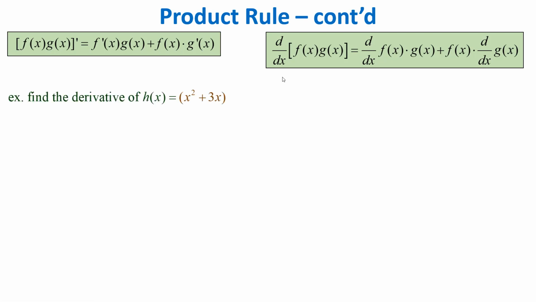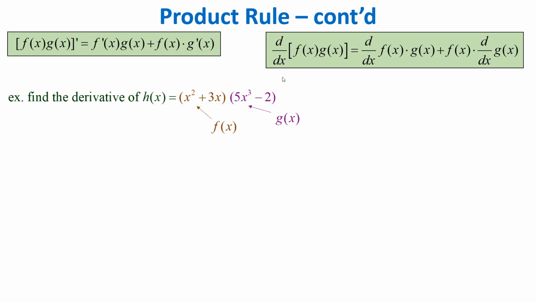Now you're asked to find the derivative, and again I'm calling it h of x equals, first factor is x squared plus 3x, and it's times 5x cubed minus 2.